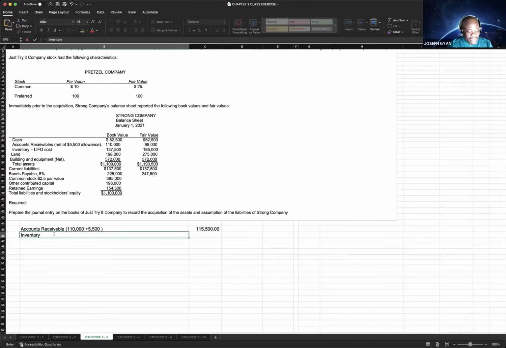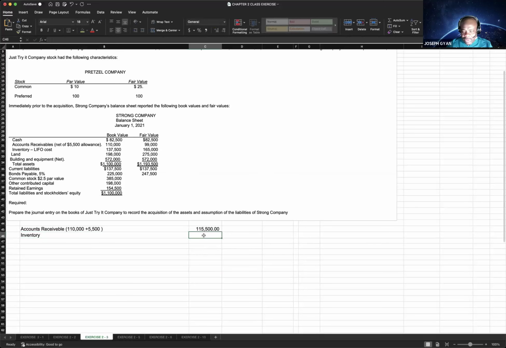This company is using the LIFO. You don't need to put the LIFO anyway. So let me ask you, which one do we have to pay? Do you have to pay the book value, record it on the book value, or the fair value? Fair value? Fair value, which is equal to the what?